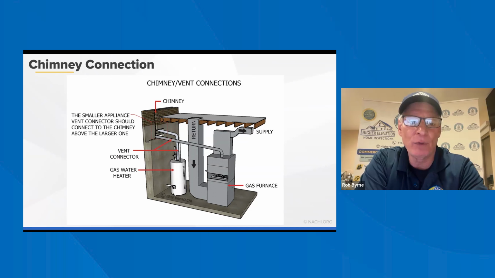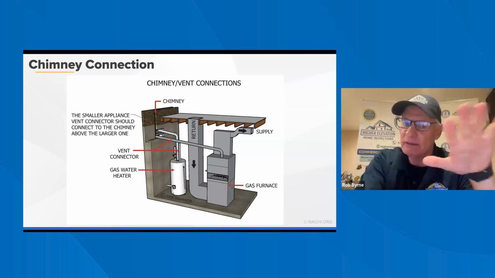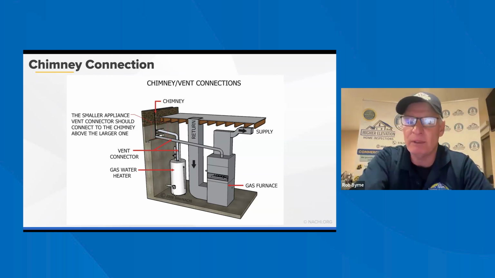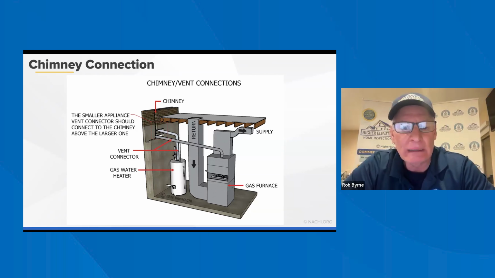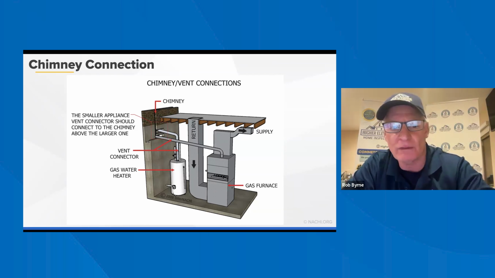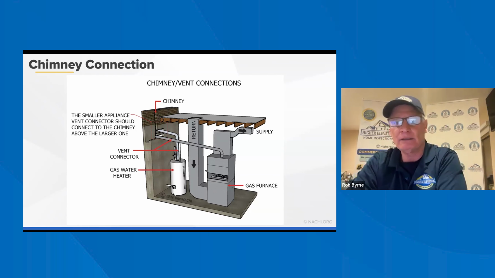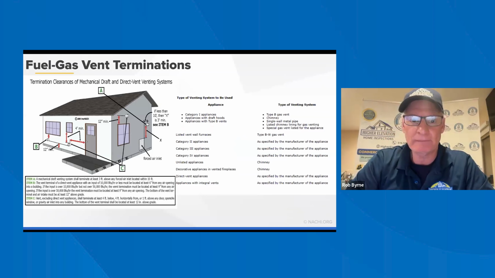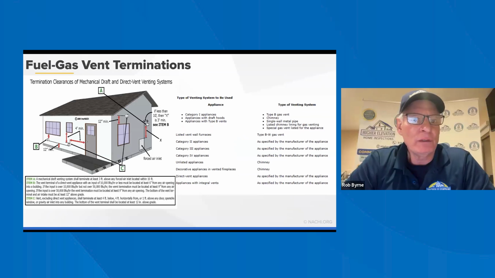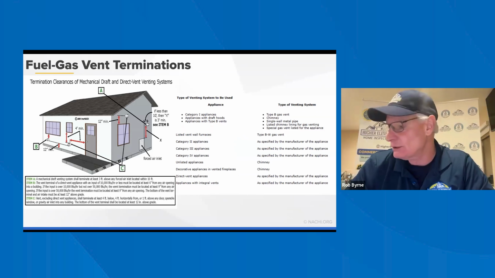And that's important. The smaller appliance vent connector should connect to the chimney above the larger one. Sometimes you see a little weirdness, but if it's done the wrong way, you should call that out. That's a good diagram of how it should look. Obviously, the furnace is a bigger appliance. It's venting out below, the water heater is above, and that's all looking good. Fuel gas vent termination.